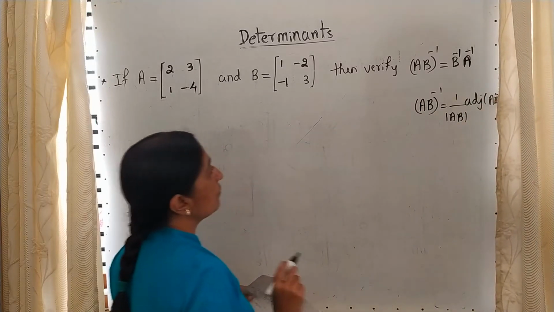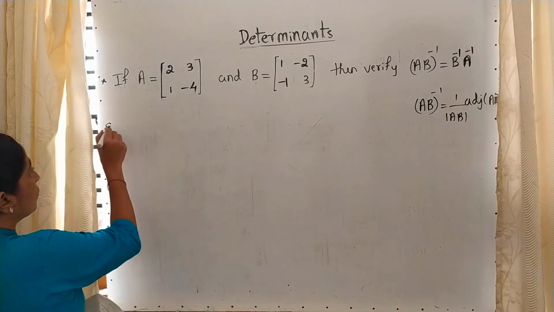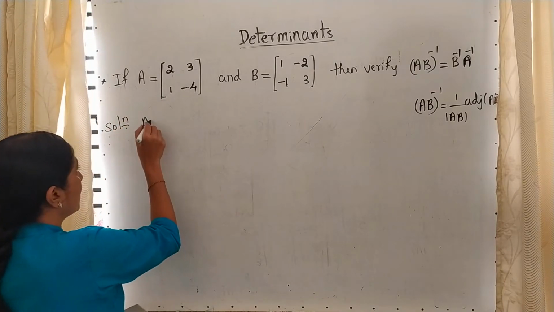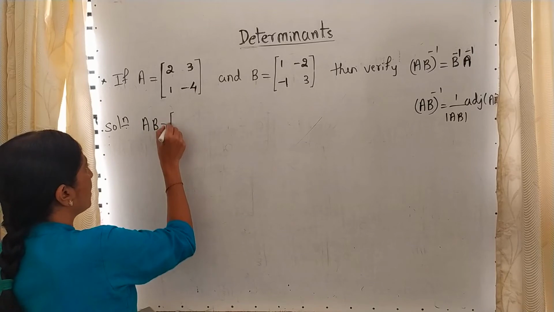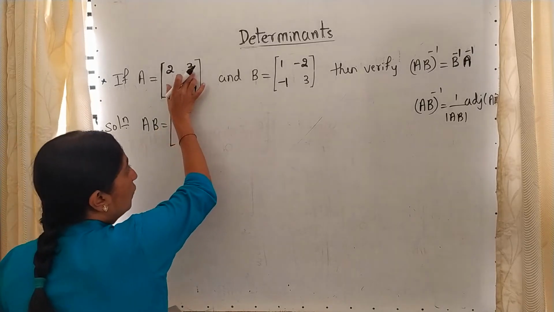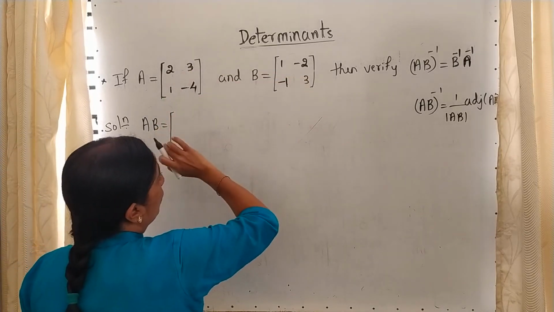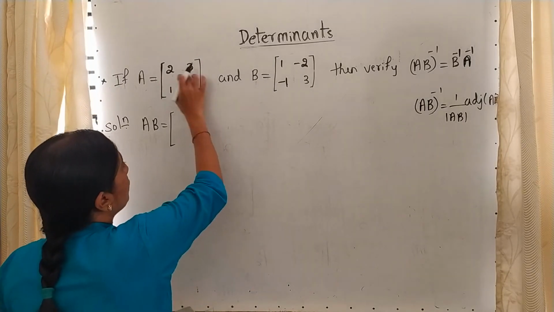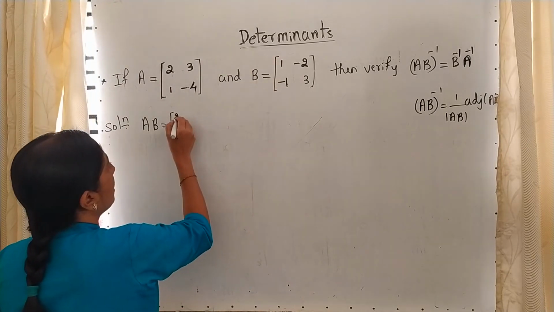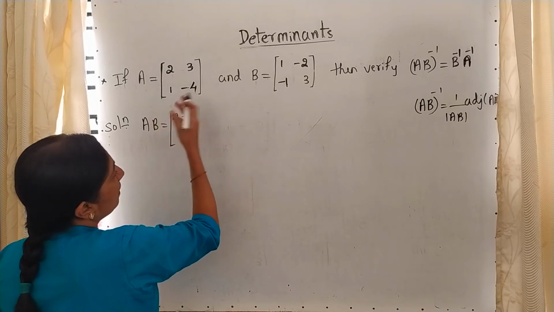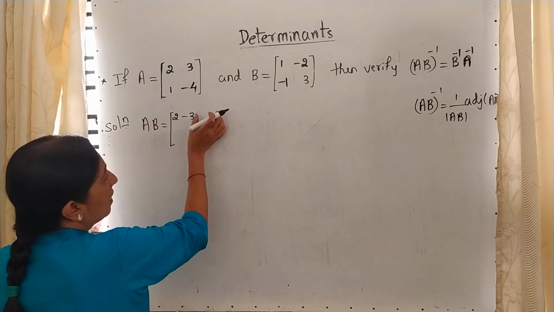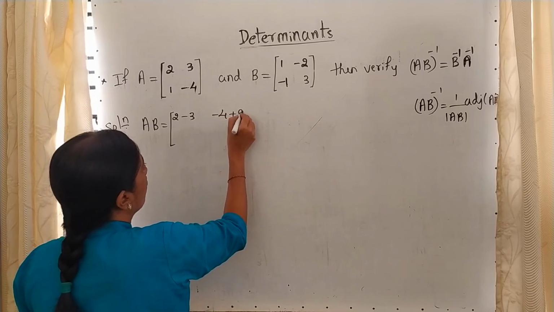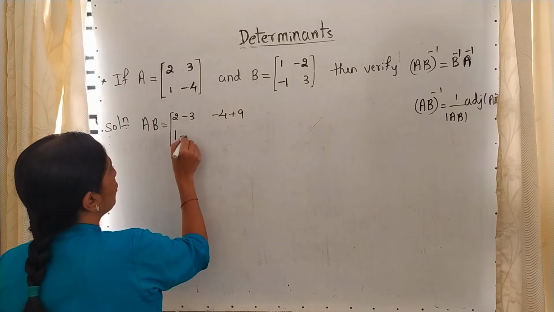That means first we have to find, so I am solving LHS, first I am finding AB, the multiplication of A and B. This is a matrix of order 2, this is also a matrix of order 2. Multiplication of two matrices is very simple. So first row with first column: first element with first element, then second element into second element. After that, leave some space in the middle. See, already you are familiar with the multiplication.